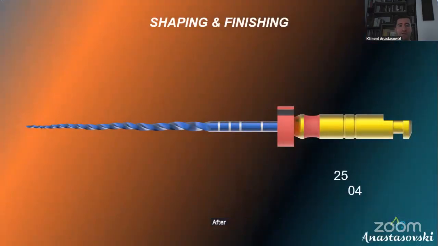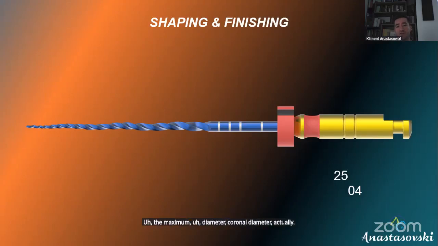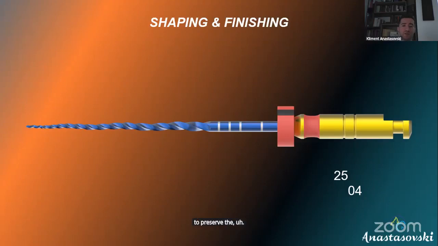After the R1, we have the R2, which is a 4% taper file. Again, it has a blue alloy. It is a very flexible file. You can even pre-bend it if you like, and it will stay in that shape. The maximum coronal diameter on the Rising file is very minimal, only 1 millimeter, to preserve the pericervical dentin, as we talked about, and to be minimally invasive as it should be.